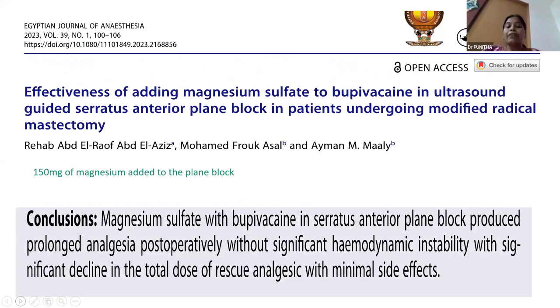So, the effectiveness of adding magnesium sulfate to bupivacaine in ultrasound-guided serratus anterior plane block in patients undergoing modified mastectomy: again, magnesium sulfate, when added to these plane blocks, was found to prolong the analgesia postoperatively without any significant change in the hemodynamic instability or total dose of rescue analgesic required. Next slide.